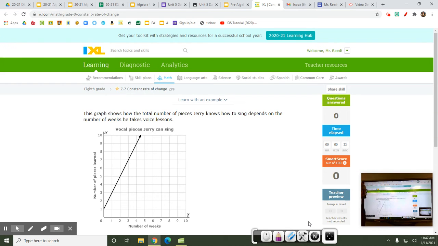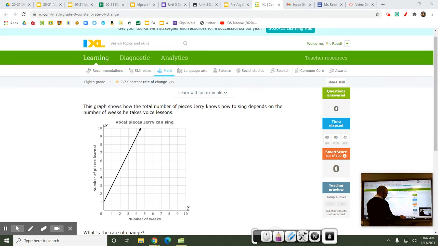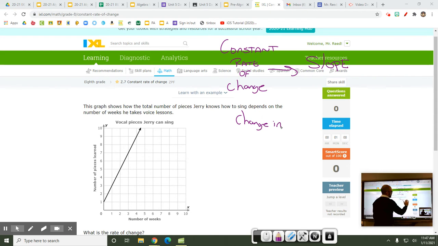Okay, this is constant rate of change. If you remember from the notes, constant rate of change is the same as slope. And what was slope? Slope was the change in y over, fraction bar, the change in x. So we're looking for this constant rate of change.